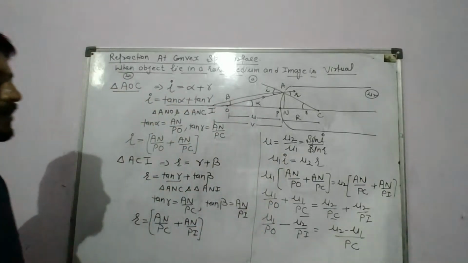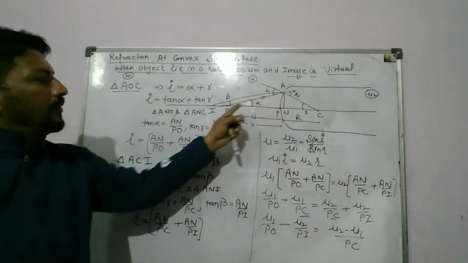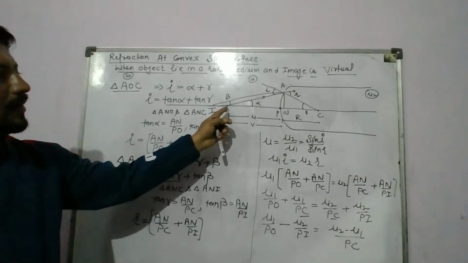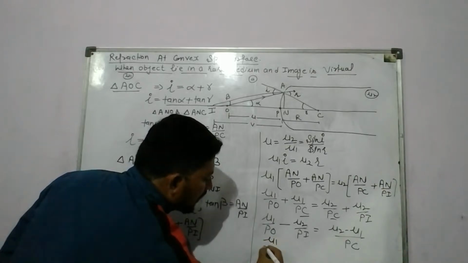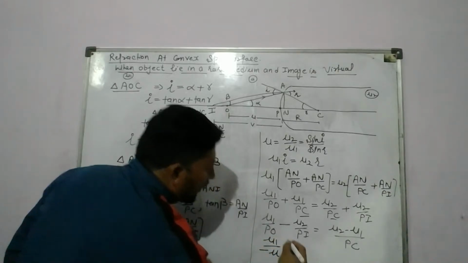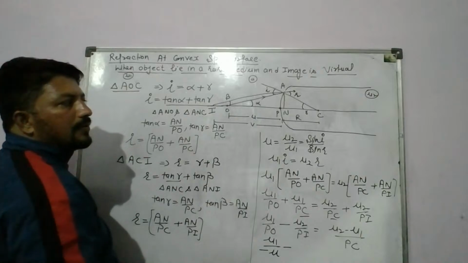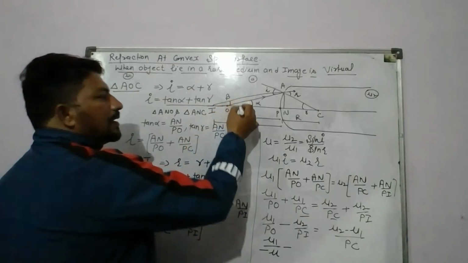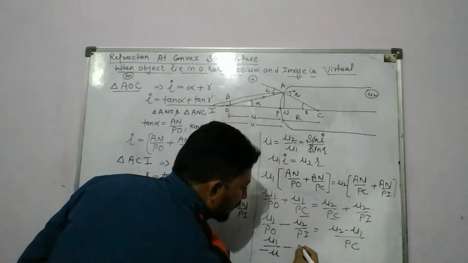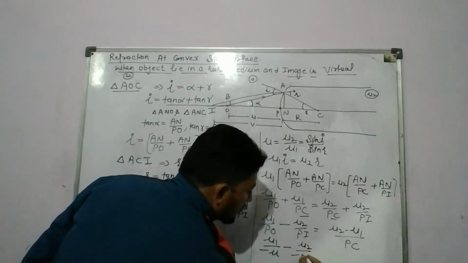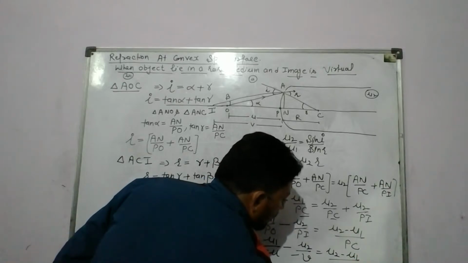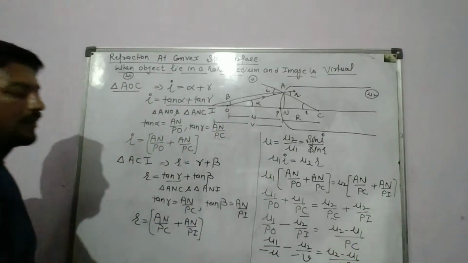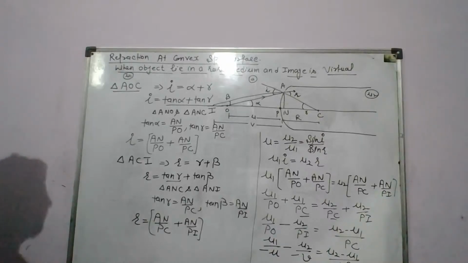Again you can apply sign convention. PO is again opposite to the direction of incident ray, so it is taken as negative, minus u. PI is also opposite to the direction of incident ray, so minus mu2 upon minus v is equal to mu2 minus mu1, and R is in the same direction as incident ray. So this is the concept. So just we erase some part.